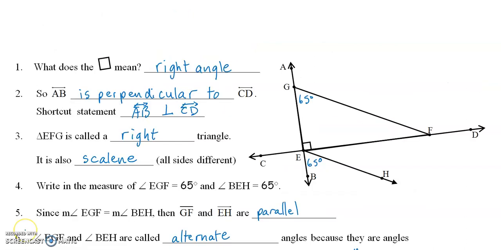All right, so next part of this is asking you to put in the measures of EGF, which we see right here, EGF, and BEH as 65 degrees. Since the measure of EGF and the measure of BEH, that's what that little M stands for, are equal, then line segment GF and ray, taking a look at that arrow, EH, are parallel.